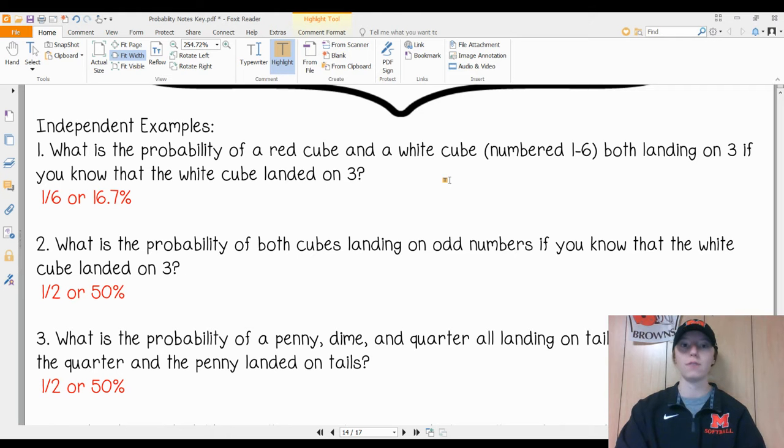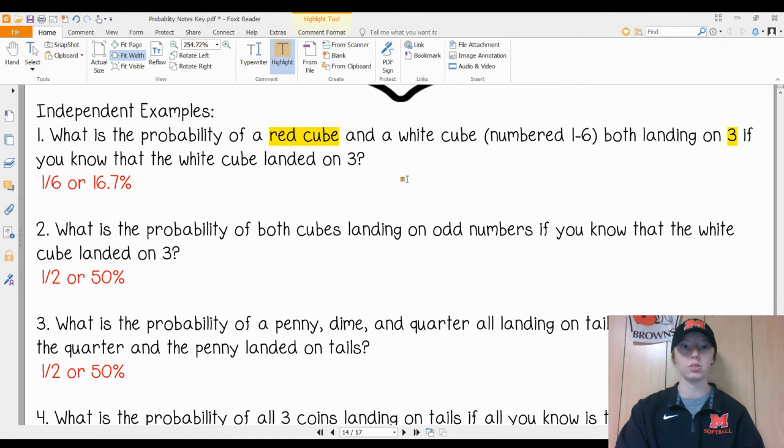So we're just going to find the probability that the red cube is going to land on 3, since we already know the white cube landed on 3. Remember, there's only 6 options on a cube, and we want a 3, which is only one option. So therefore, it's only going to be 1 out of 6. If you turn that into a percent, it's going to be 16.7%. Remember, these do not affect each other at all, since they're independent.